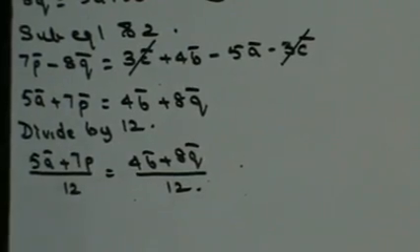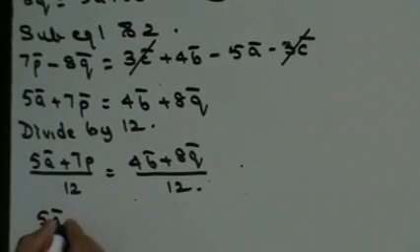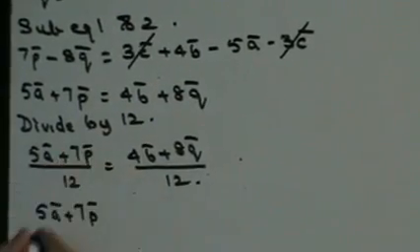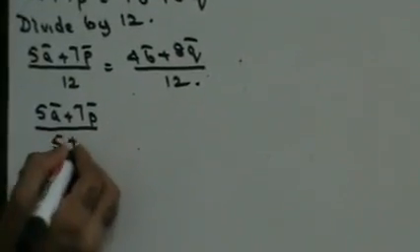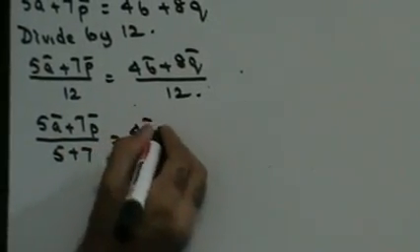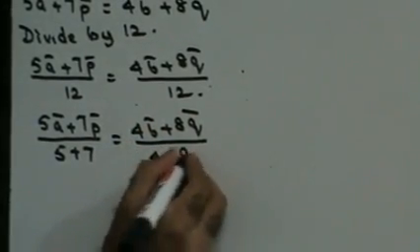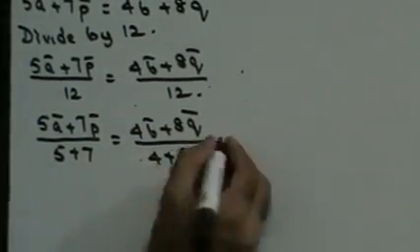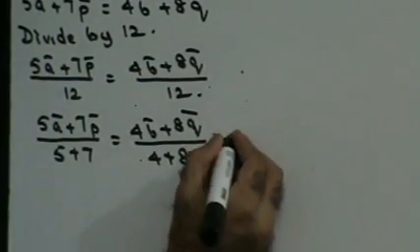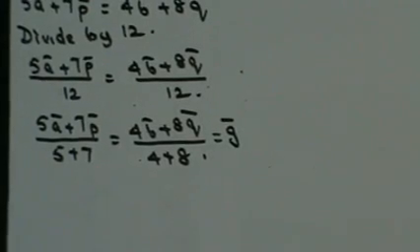right? Now 12 can be written as 5A vector plus 7P vector upon 12. 12 can be written as 5 plus 7. 4B vector plus 8Q vector upon 12. 12 can be written as 4 plus 8. Right? Let us assume that this is equal to G vector.